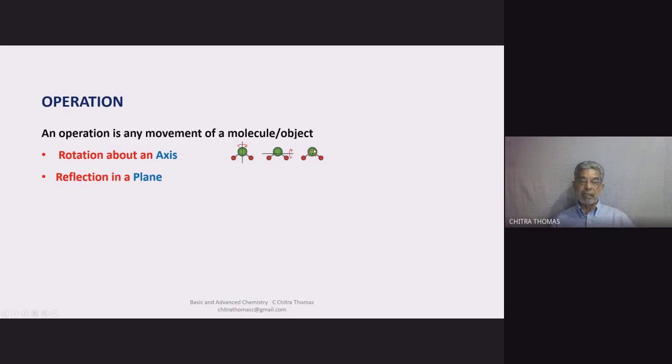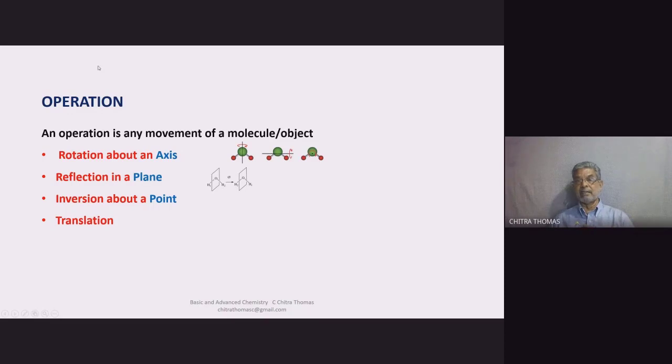Likewise, a molecule can be reflected in a plane. Say this is a water molecule. This can be reflected about this plane, or this plane, or about this plane. 3 mutually perpendicular planes. And I will show just one of these planes in the diagram. Then inversion about a point. The inversion is nothing but reflection about a point.